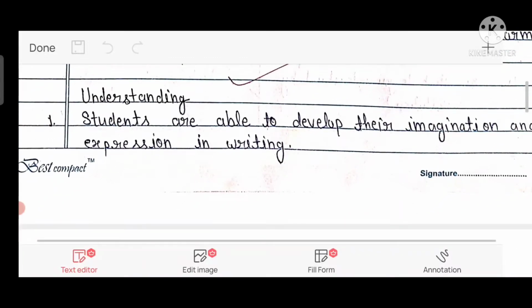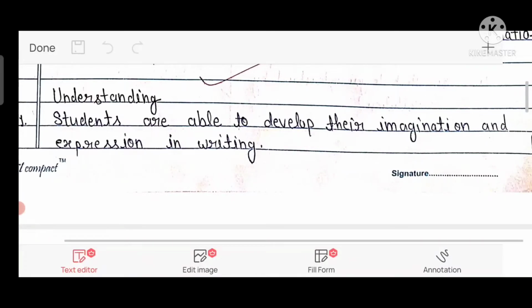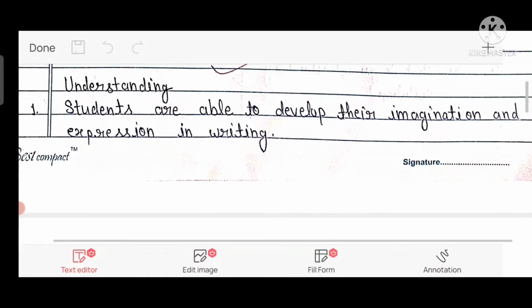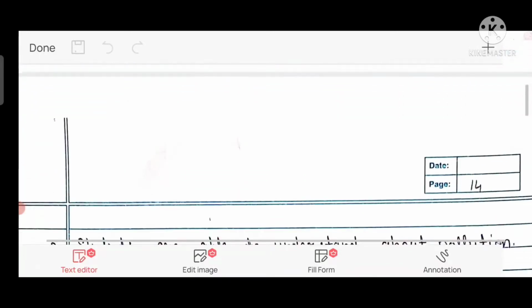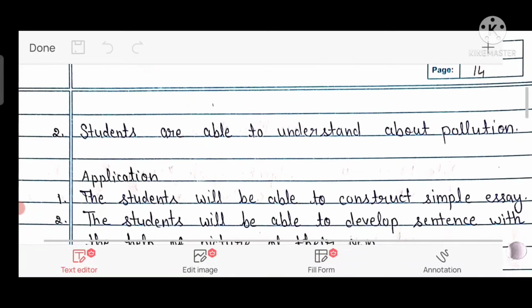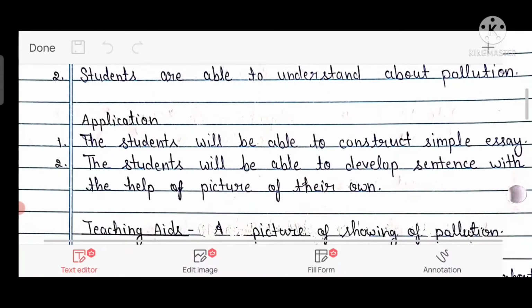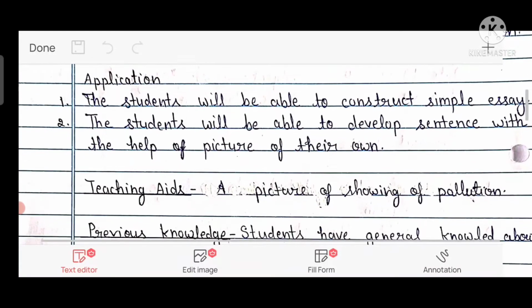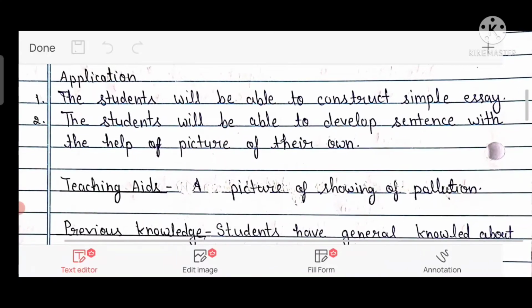In understanding, first point is students are able to develop their imagination and expression in writing. Second point is students are able to understand about pollution. In application, first point, the student will be able to construct a simple essay. Second point, the students will be able to develop sentences with the help of pictures of their own.